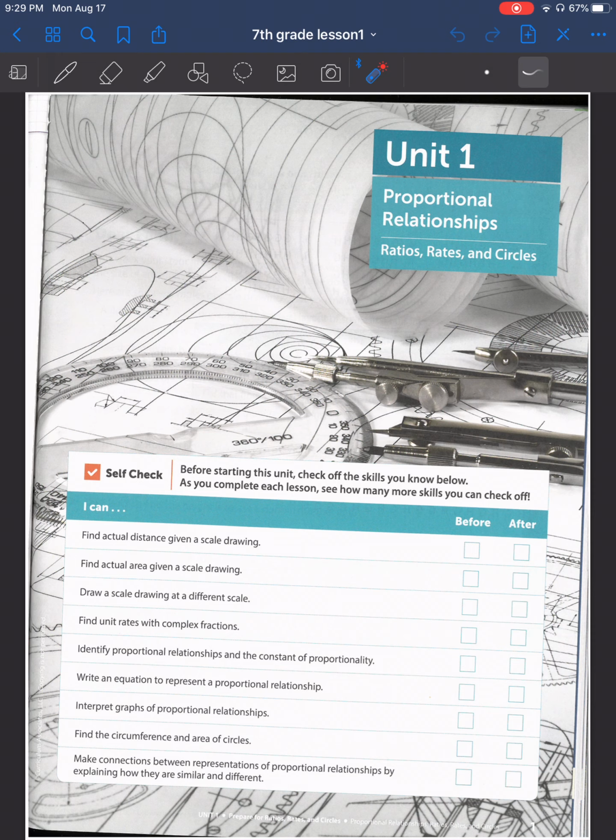So let's go ahead and open our books. I want you guys to turn to page number 1. Page number 1 is showing you that we are starting a brand new unit. It's called Unit 1, Proportional Relationships. And what you're looking at is the self checklist.